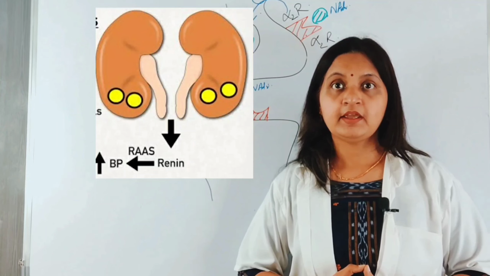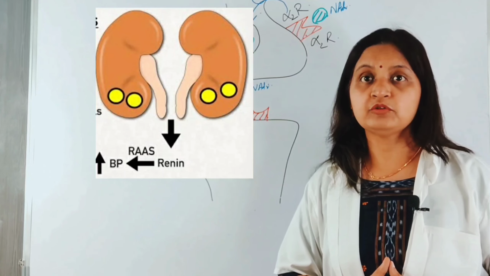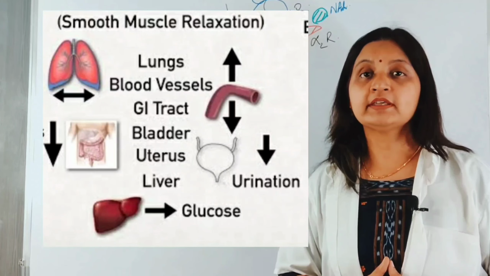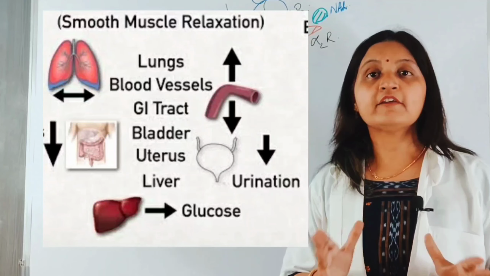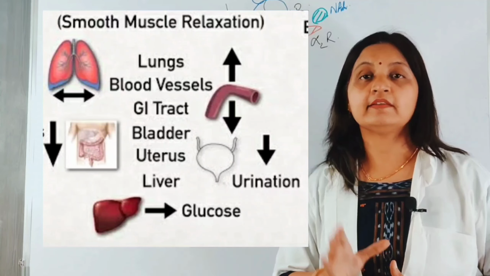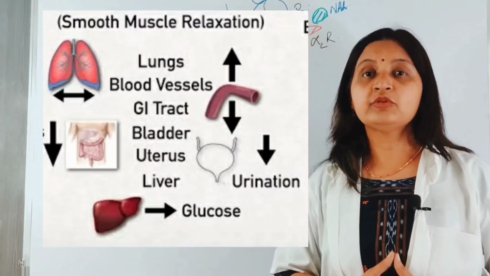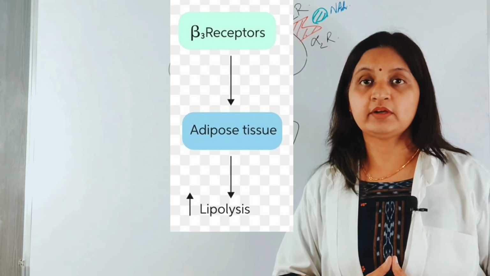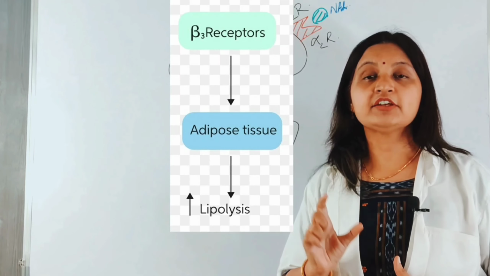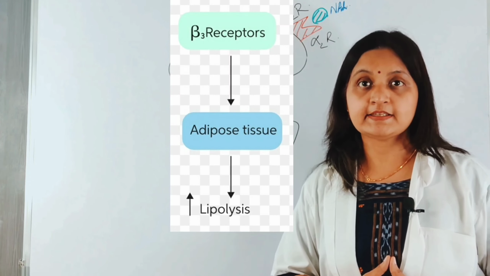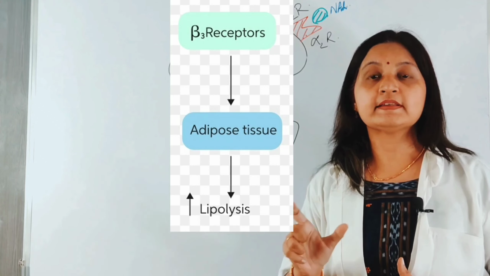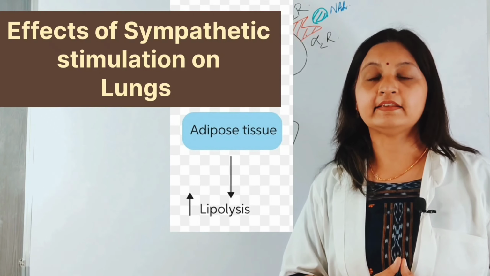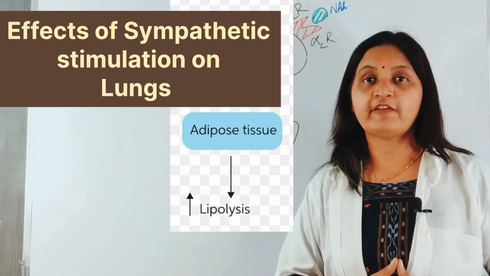Beta-2 receptors are located in the smooth muscles of the blood vessels, the uterus, urinary bladder, and the bronchial smooth muscle. The overall effect of beta-2 receptor stimulation is relaxation. Beta-3 receptors are present in the adipose sites. Stimulation of beta-3 receptors results in activation of hormone-sensitive lipase enzyme, which stimulates lipolysis, that is enhanced breakdown of triglyceride to free fatty acids, and increases the concentration of fatty acids.